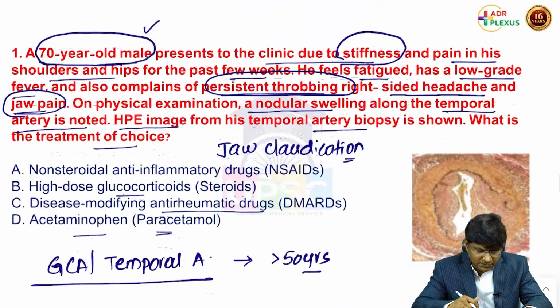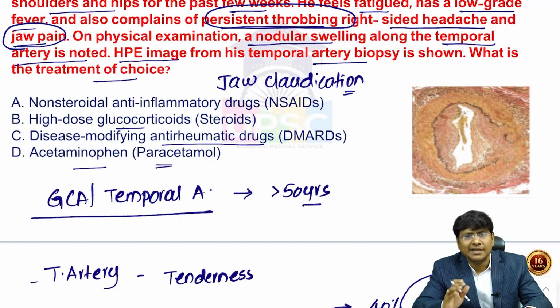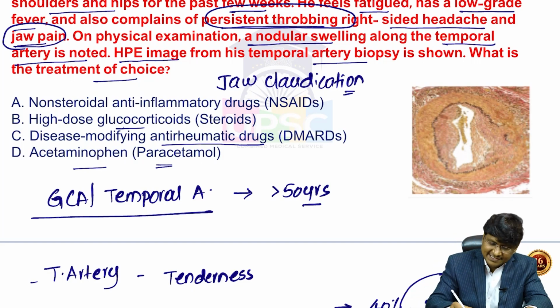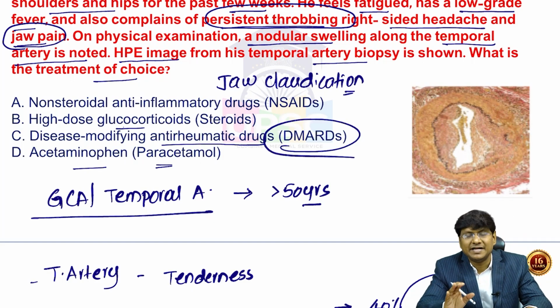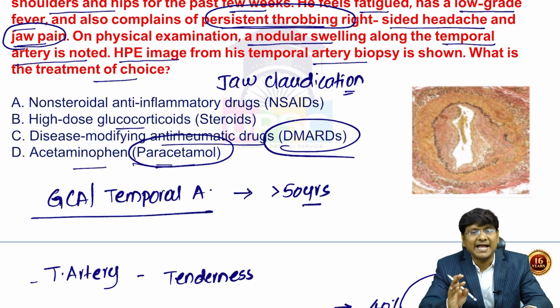The NSAIDs are commonly used to relieve pain, but they are not the treatment of choice in temporal arteritis or giant cell arteritis. Next is DMARDs, disease modifying anti-rheumatic drugs. They are typically used in the treatment of autoimmune diseases like rheumatoid arthritis, but not in giant cell arteritis. Next is paracetamol, that is acetaminophen. This is an analgesic and antipyretic medication, commonly used for the treatment of fever as well as pain, but not the treatment of choice for temporal arteritis.